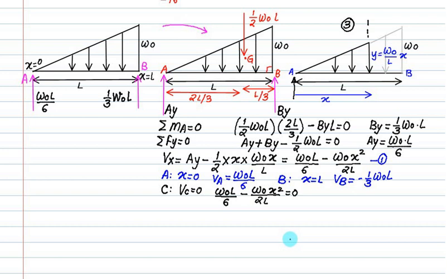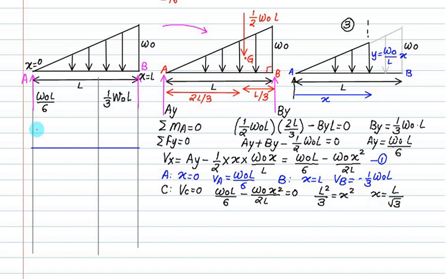And what you get is W0 is cancelled, and L square divided by 6 divided by 3, is it, equals x square. So the value of x is equal to L by root 3. So at this point your shear force will be equal to 0. If the shear force is 0, the bending moment will be maximum at that point.